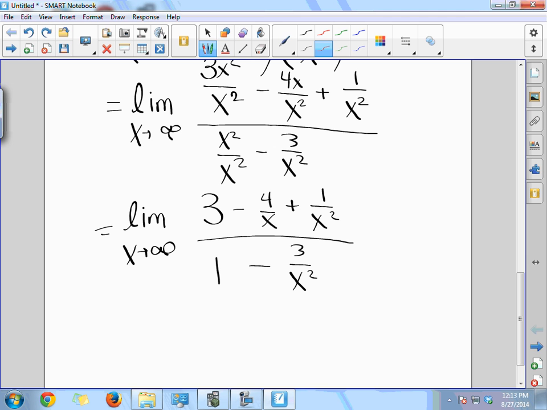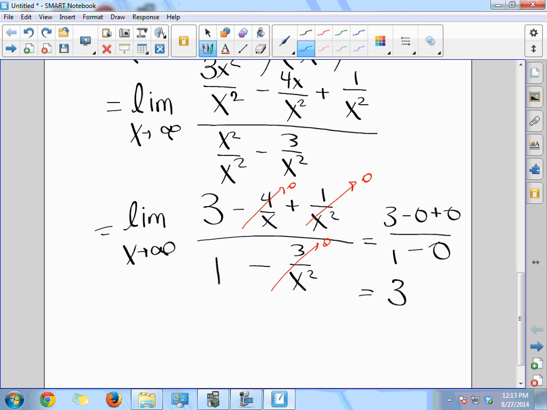So if I look at the limit as x goes to infinity of 4 over x, my denominator is going to get super big, my numerator stays constant, so that's just going to go to 0. The same thing with 1 over x squared. That's going to go to 0. And the same thing with 3 over x squared. That's also going to go to 0. And then I'm left with 3 minus 0 plus 0 over 1 minus 0, which is just 3 over 1, which is 3.